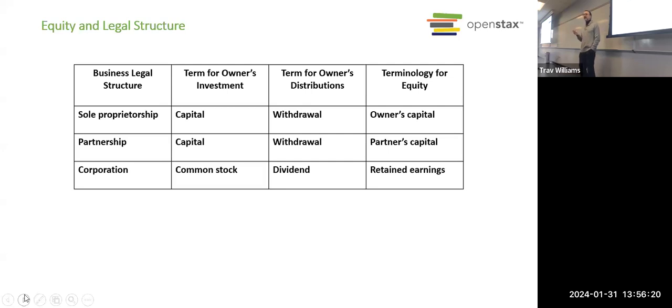And there are two basic types of stock. There's common stock and preferred stock. We'll get into the difference in a future chapter. But that is your ownership. So the more you invest in the company, the more stock you have.